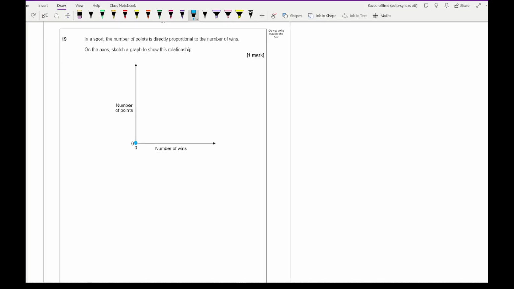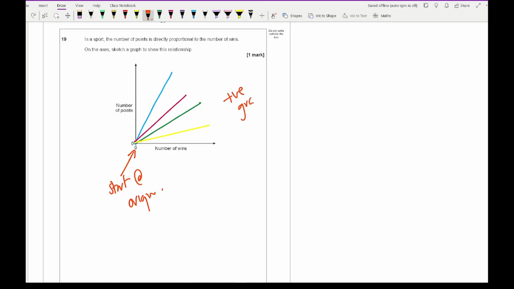So the straight line could be anywhere, as long as it's got positive gradient, then that's absolutely fine. So I could draw my straight line like that, I could draw it like this, like that, or like that. So the only criteria we've got to look at is that it's got to start at 0, so it's got to start at the origin. It's got to have positive gradient, so in other words, it's got to be going upwards, and it's got to be a straight line.